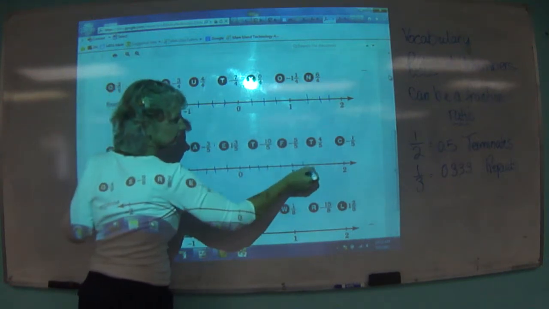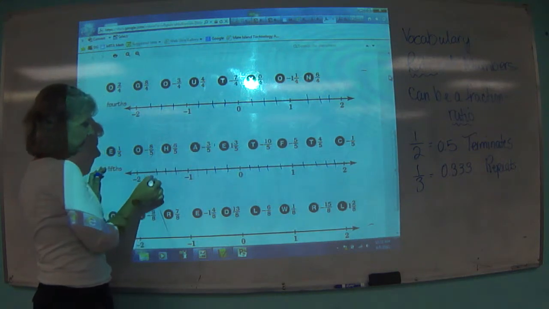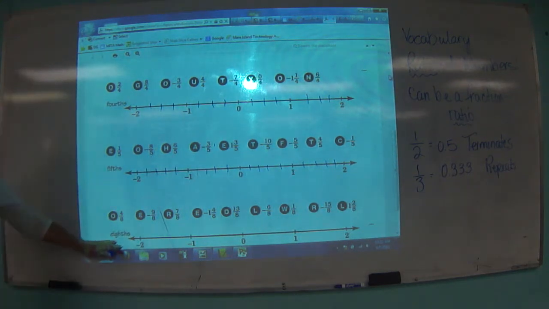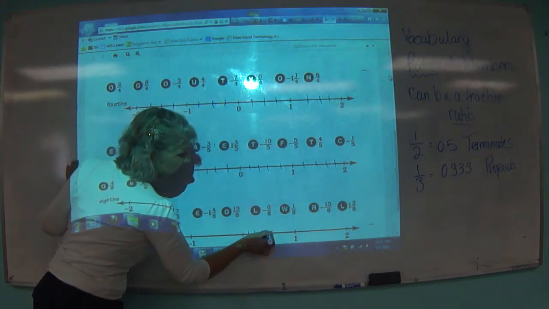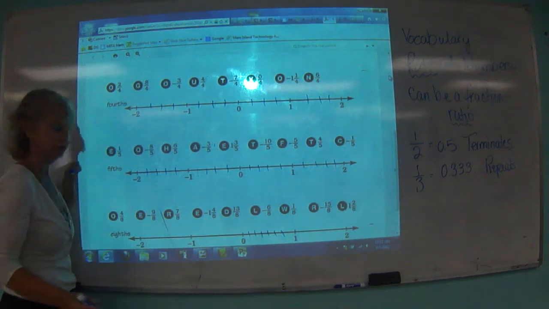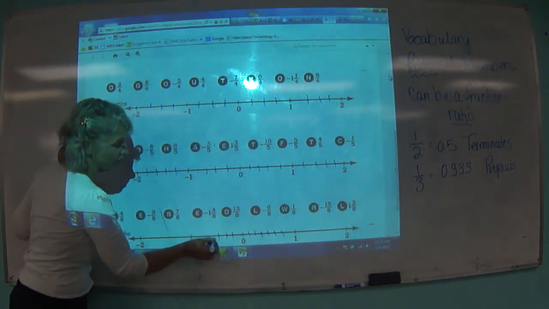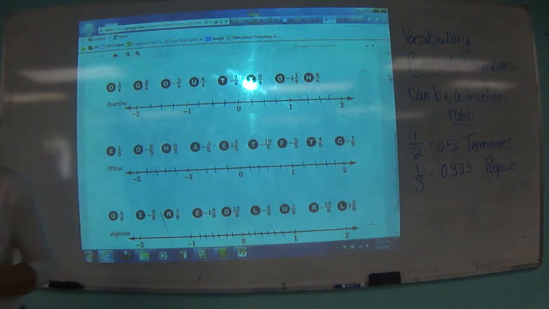Right? Then it jumps to eighths. How many lines in between? 7, right? 1/7, 2/7, 3/7, 4/7, 5/7, 6/7, 7/7 makes the whole. And the same way on the negative. Question? We good? Okay.